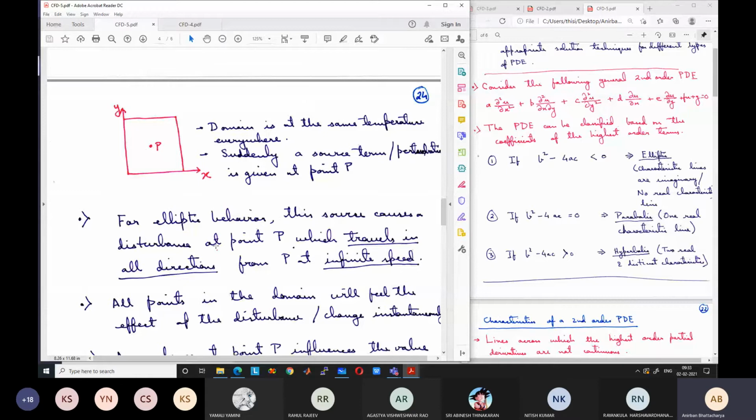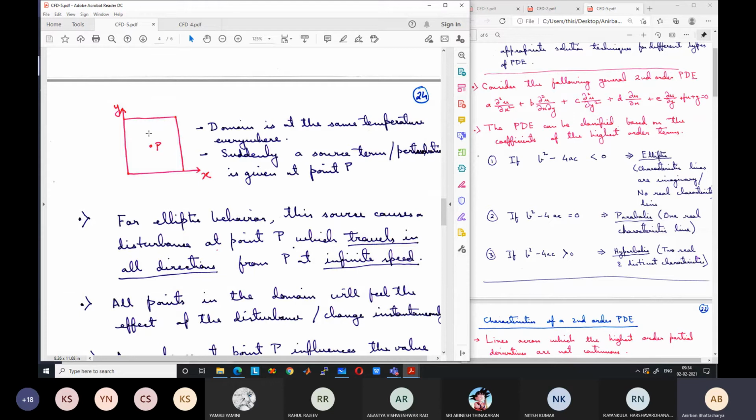The source causes a disturbance at point P which travels in all directions from P at infinite speed. So instantaneously, all the temperature values in the entire domain will change. Instantaneously means not with respect to time, but with respect to calculation: in the next calculation iteration you will see that all the temperature has changed, because this is the steady state temperature.